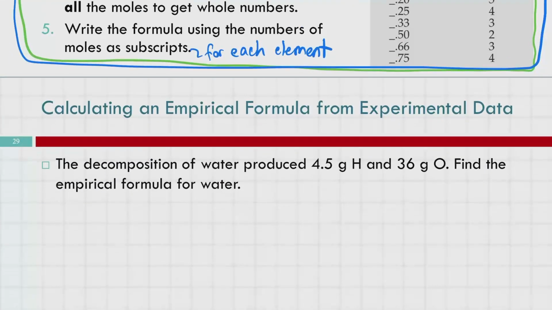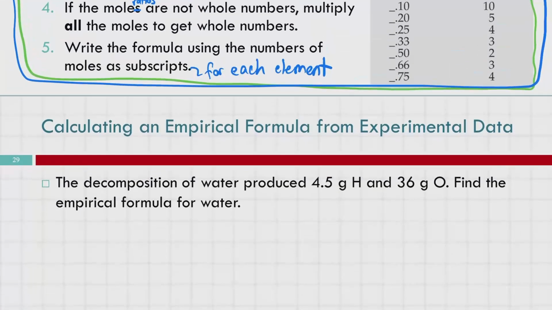So the decomposition of water, that's the one that we saw a slide or two ago, produced hydrogen and oxygen. We want an empirical formula for water. Our first step is we want to start out with the grams of each: 4.5 grams of hydrogen, 36 grams of oxygen. First step done. Our second step, we want to convert to moles.